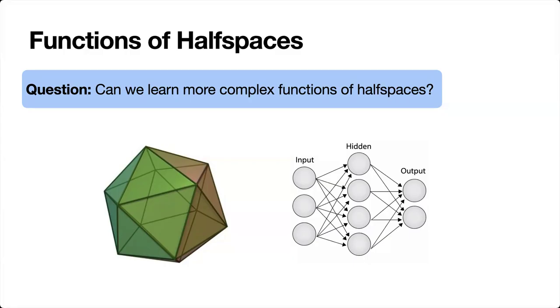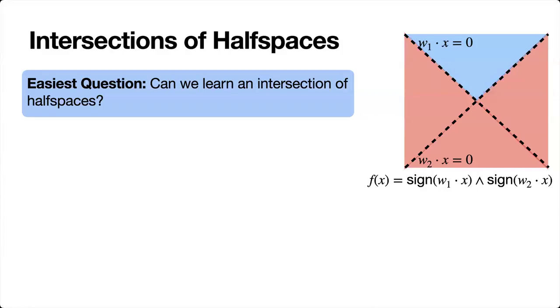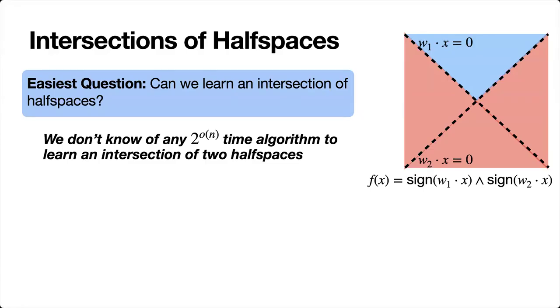And what do we know in this setting? Maybe the easiest question that we could ask here is if we can learn an intersection of two half spaces. So there are two hyperplanes, W1 and W2, and a point is labeled positively if it lies above both of them, and negatively otherwise. Now, unfortunately, for this concept class, we actually don't know of any non-trivial algorithms to learn it, at least in the general distribution setting.